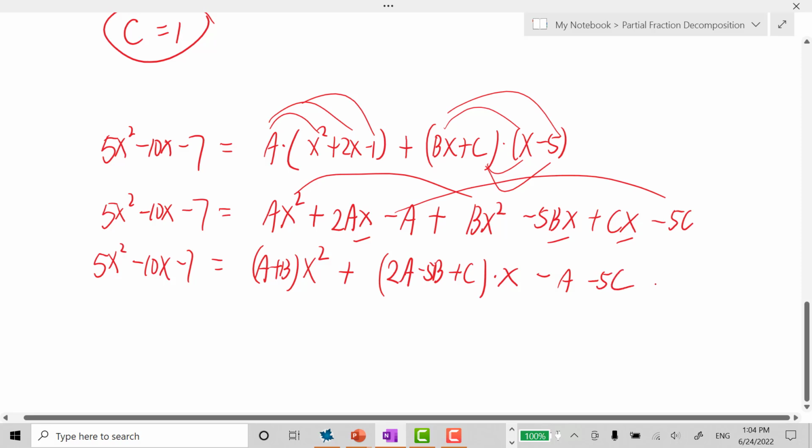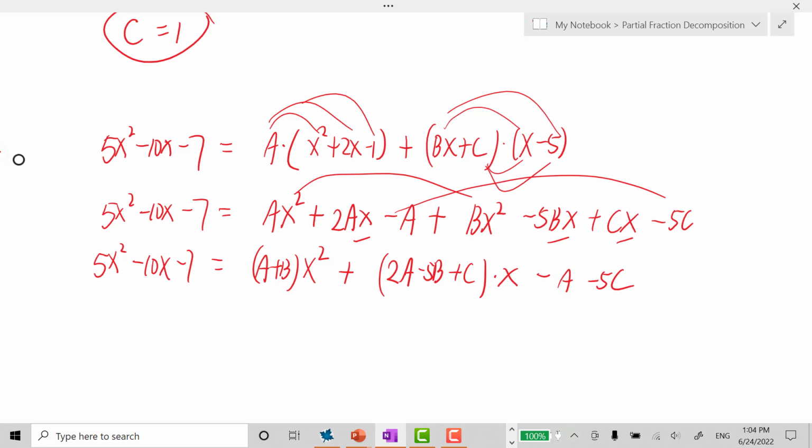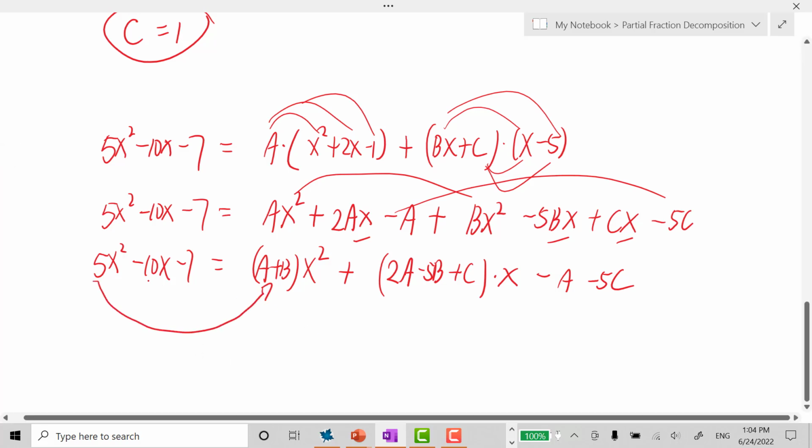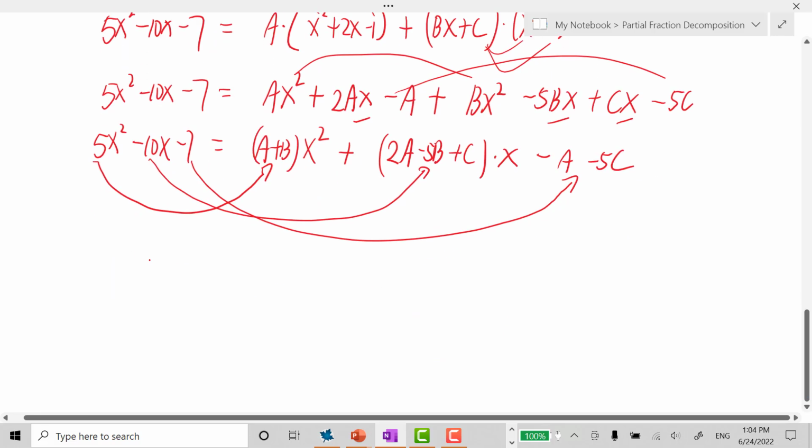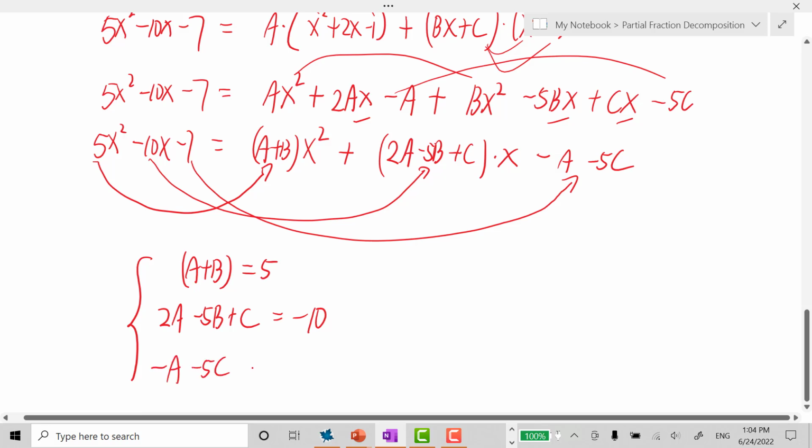Now we split up into 3 different terms. Now 5 must be equal to this, right? -10 must be equal to this. -7 must be equal to this. Okay. So now actually we get a system of linear equations. First one is a plus b. So the coefficient for the square term are the same. Coefficient for the linear term must be the same. And coefficient for the constant must be the same. So it's minus a minus 5c, that's equal to -7.